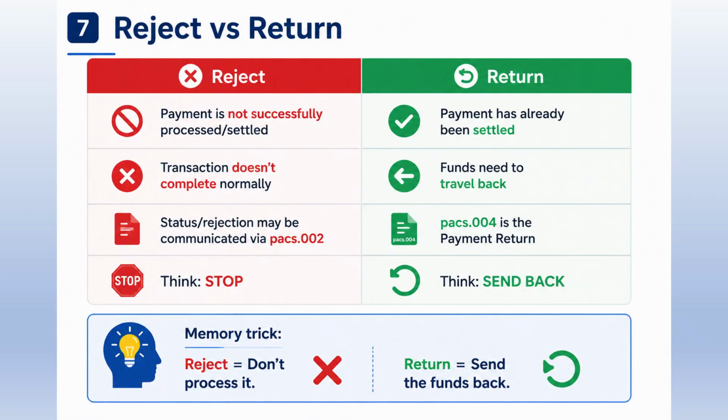Let's make this very simple. A reject means the payment is not successfully processed or settled. The transaction does not complete normally. A status or rejection may be communicated using pacs.002. So think, reject equals stop. Now compare that with a return. A return happens after the payment has already been settled. The funds now need to travel back, and pacs.004 is used for the payment return. So think, return equals send back. The memory trick is reject, don't process it. Return, send the funds back.